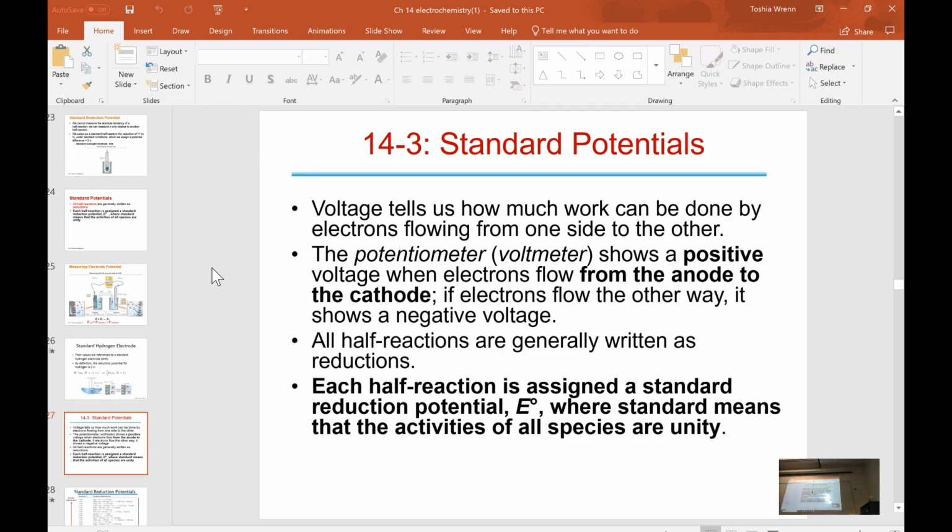And the way that the voltage readings work is that so long as the electrons are flowing from the anode to the cathode, you're going to get a positive reading because those are flowing along the natural cell potential. If you switch it up and you put your connections on the wrong way, you'll get a negative reading. It will be for the exact same value, however.